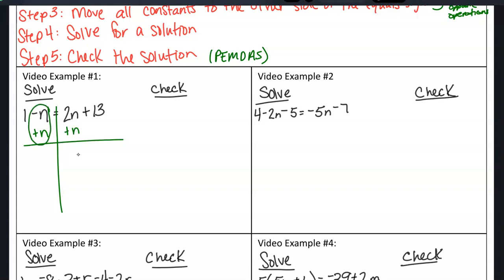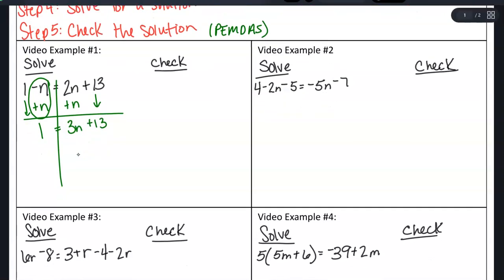So negative n plus n is 0. Bring that 1 down, bring your equal sign down. And now we add this up. 2n plus 1n would be 3n, and bring that plus 13 down. And it is a two-step equation at this point. We will almost always hit this two-step mark, so this part should be fairly automatic. We want to move the constant over. 1 minus 13 would be a negative 12. Bring that 3n down, and now we're going to separate the 3 and the n. We're going to divide by 3 on both sides, and negative 12 divided by 3 would be a negative 4.